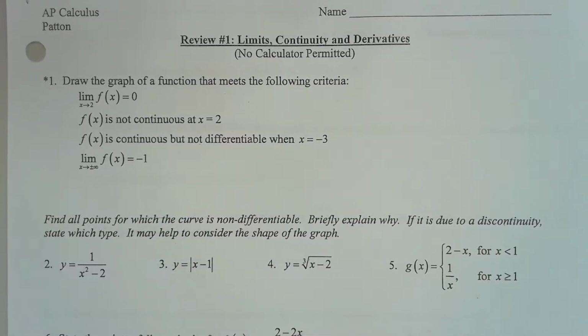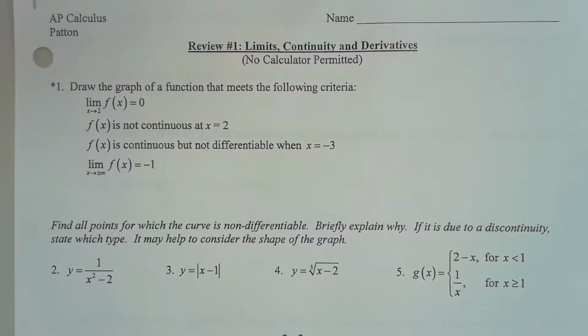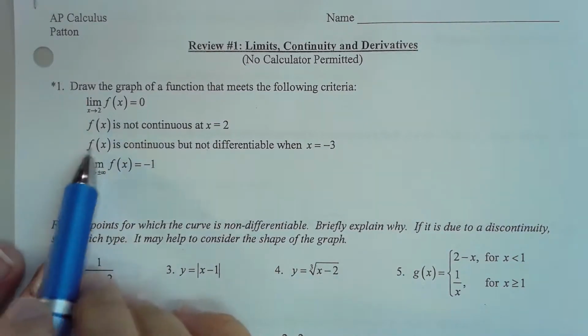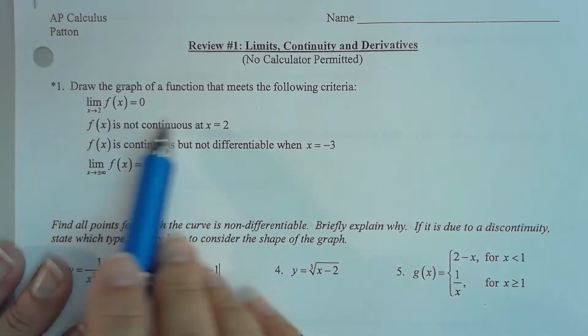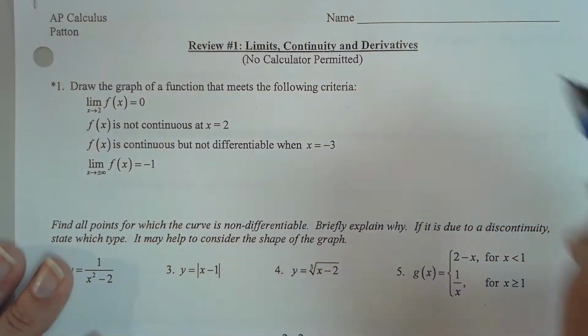Number one, and I'm going to start with the core problems, and I'll chunk this up into some different videos. Number one says draw the graph of a function that meets the following criteria. I'm just looking for a graph. We might all have some different things going on here. So I'm looking at some particular x values. They're talking about x equals 2, x equals negative 3, and then we have some infinities.